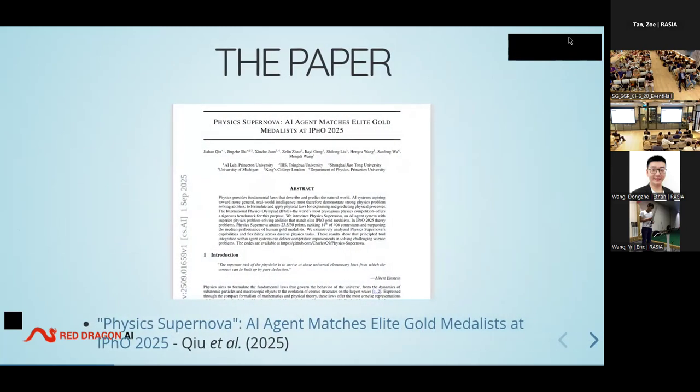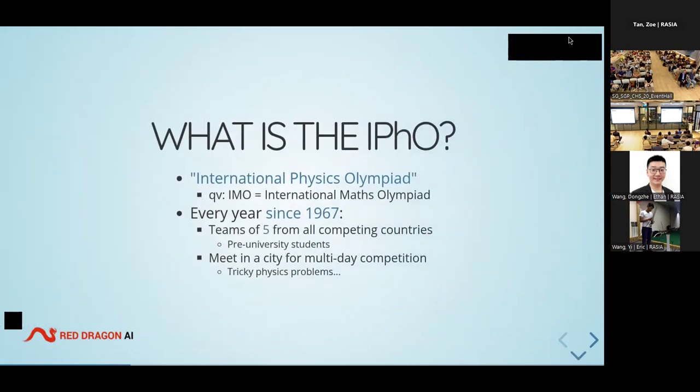So this is what attracted my attention. This is the paper which came out, I guess, a week ago, called Physics Supernova, where they achieved elite gold medals at the IPhO. So what is the IPhO? It's the International Physics Olympiad, a global competition like the Mathematics Olympiad, which is more famous. Basically, each country sends five of their top students to compete on this international stage.